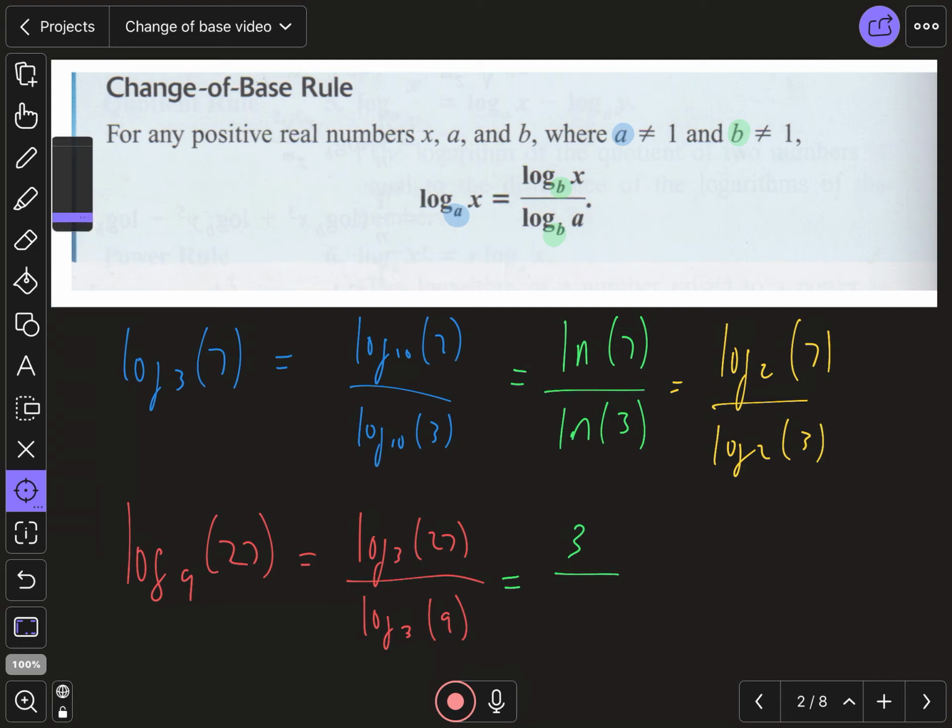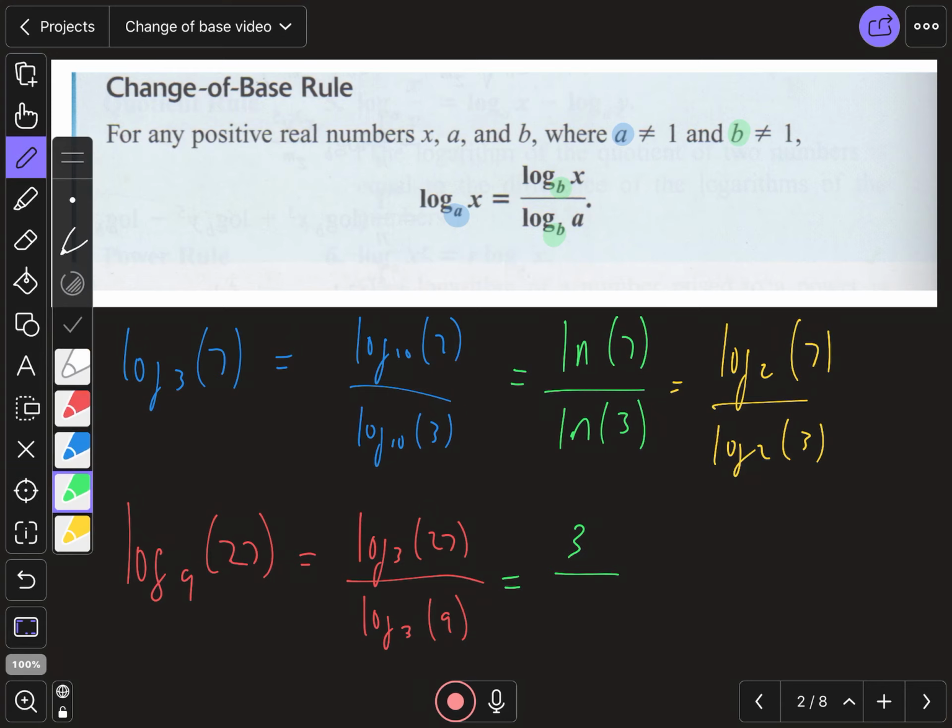And then the denominator here, log base 3 of 9. So 3 to what power is 9? And I know 3 squared is 9. So the denominator there would be 2. So 3 divided by 2 is equal to 1.5.